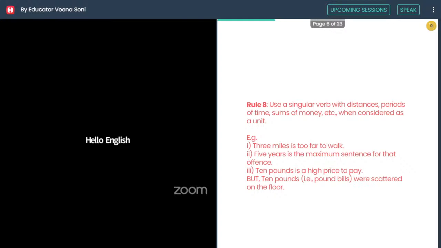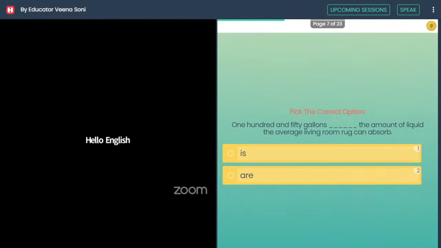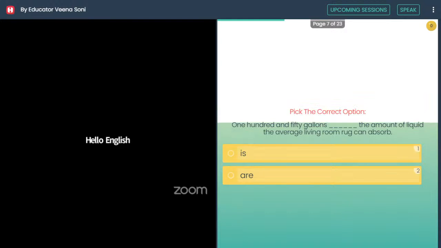But 10 pounds, that is pound bills, were scattered on the floors. So that is something related to the 10 पाउंड की जो बिल्स थे ना, यहाँ पे bills की बात होगी, जो कागज के जो बिल होते हैं ना उसकी बात होगी. It is not talking about रुपया. So sum of money when you are talking here about, you have to use singular. But the moment you are talking something related to not money, then the verb section gets changed. Try that.